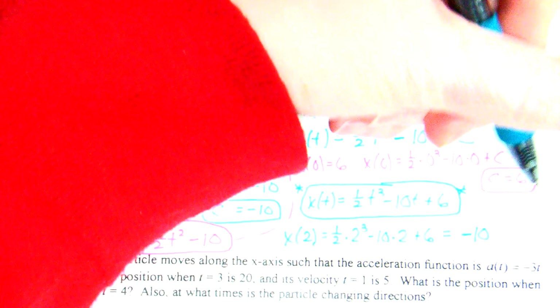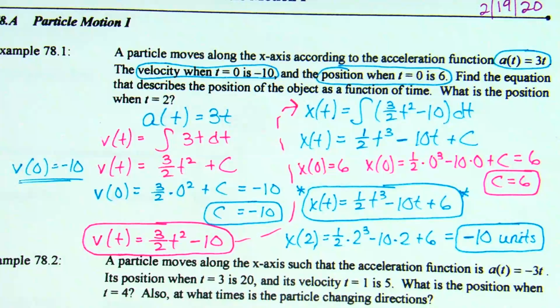So this is a position. So this is negative 10 units. Where is a position of negative 10? Think about on a number line, since it's on the x-axis. If you were thinking about the x-axis, negative 10 is 10 units to the left of the origin, if we put it in words.